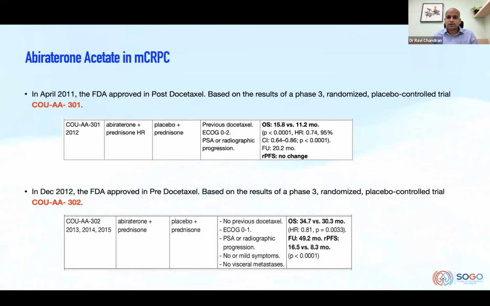And again, the OS benefit was greater and statistically significant for abiraterone. So do remember these 2 trial names. 301 is for a post-docetaxel setting and 302 is for a pre-docetaxel setting. In these studies, even the secondary endpoints were significantly favoring abiraterone.